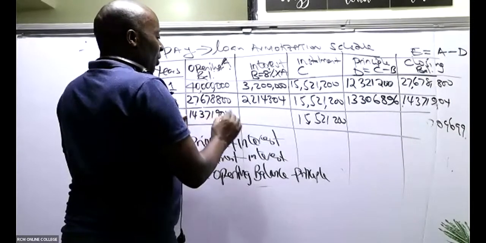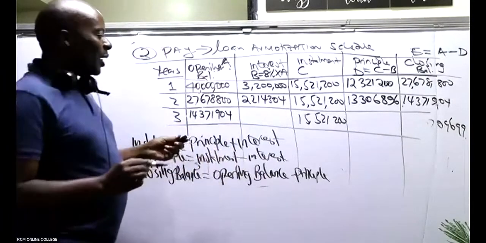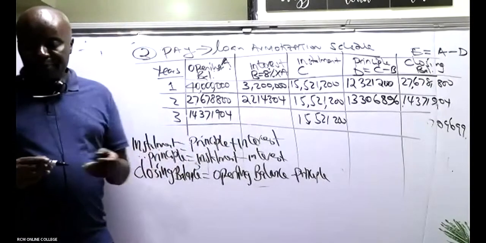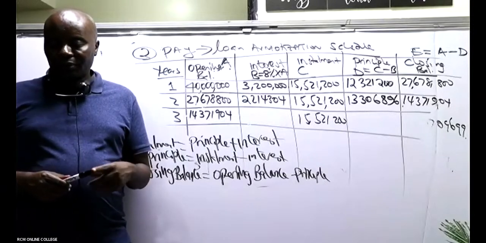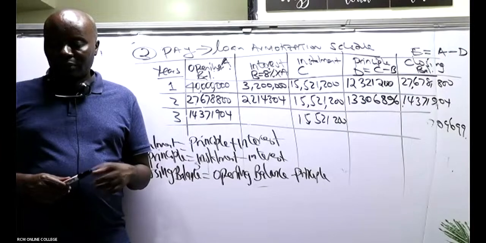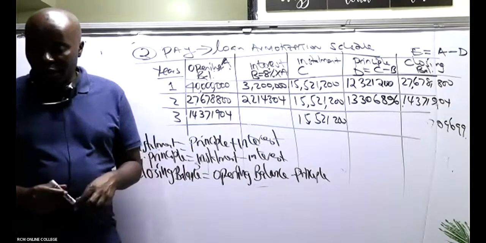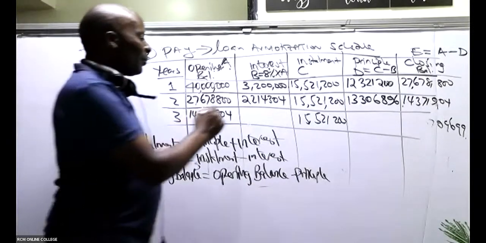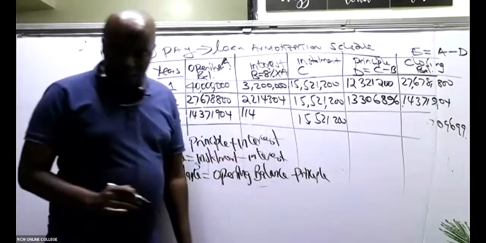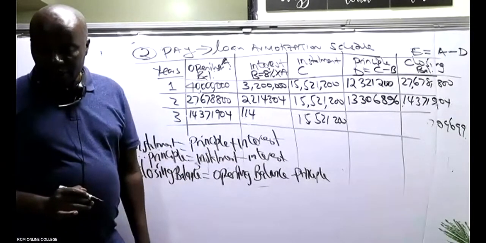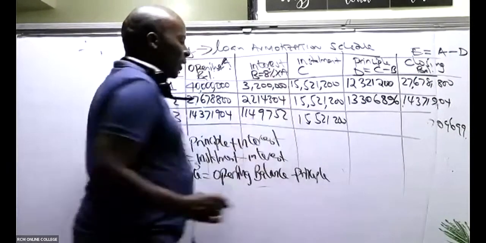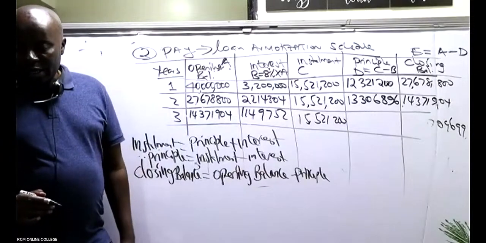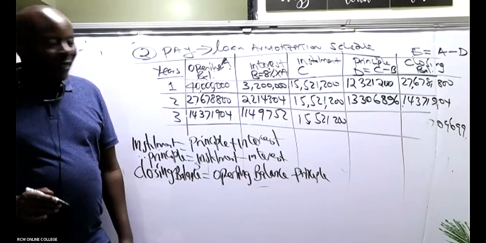14,371,904 like that. So then are you able to give me in this case here the interest for year number 3 as we finish? So we have here 1,149,752 point something, right?